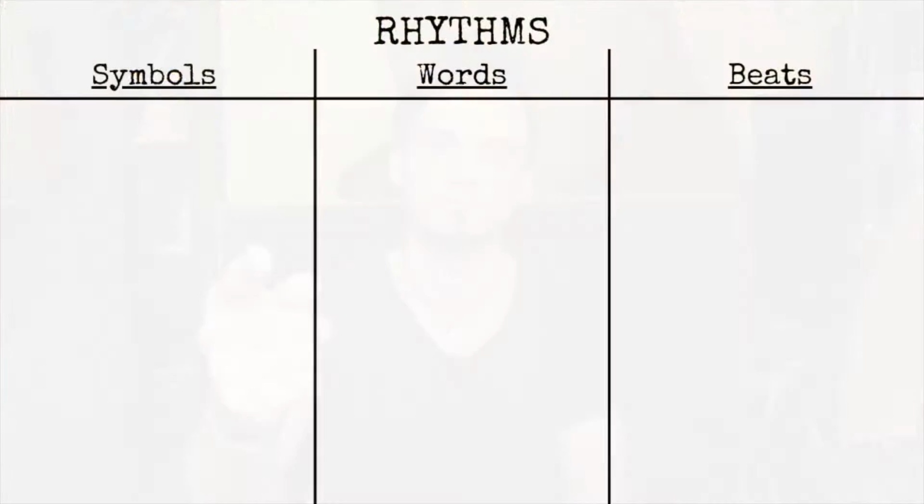Now, whenever I'm exposing different types of rhythms to students for the very first time, I like to write it out nice and neatly to just have it all laid out in front of you. So it's going to look like this. Okay, so we've got 3 different types of columns. On the left, it's symbols. In the middle, it's going to be the words. And on the right, it's going to be beats. This will make sense as we go through it.